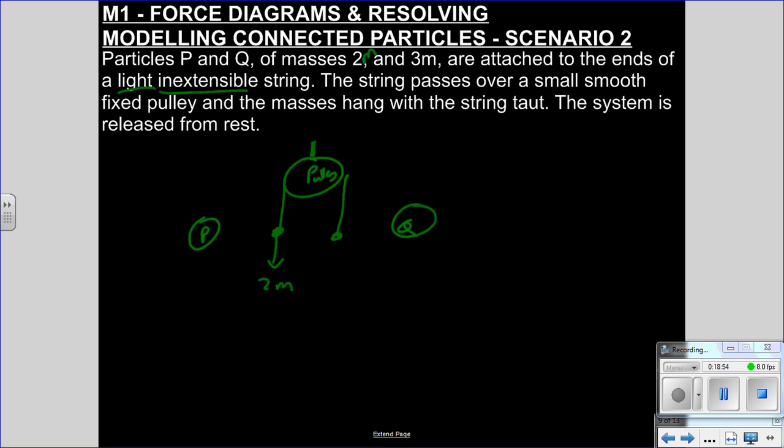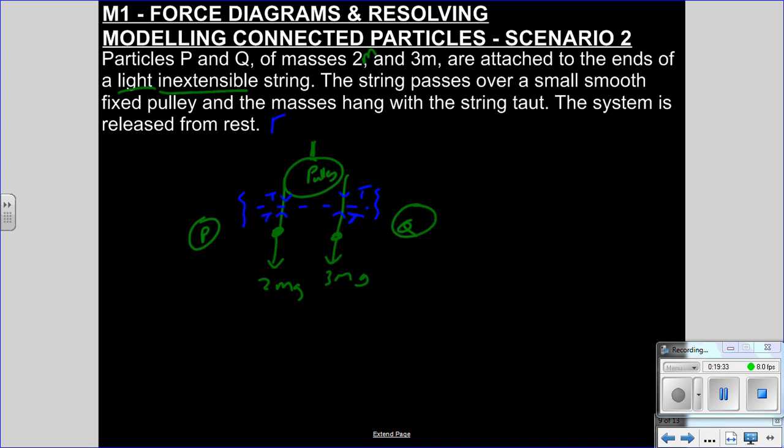So 2m, and Q has 3m, and like I say, weight always acts down, so this would be 2mg and 3mg. Remember, as we're talking about a string, this string is trying to keep itself together. So be careful with this tension system, all right? That's significant if you want to isolate particles. But remember, the tensions cancel each other out when you take a whole system, right?